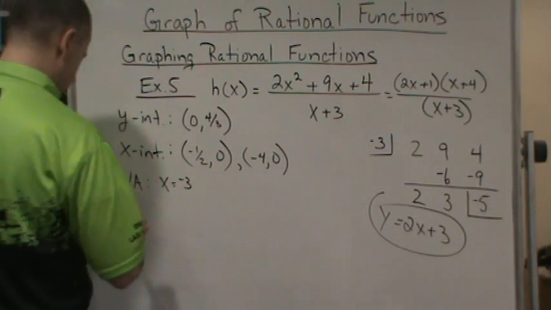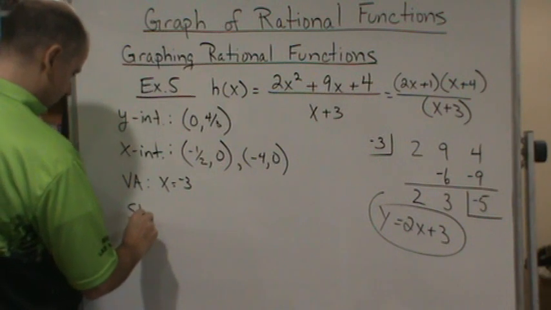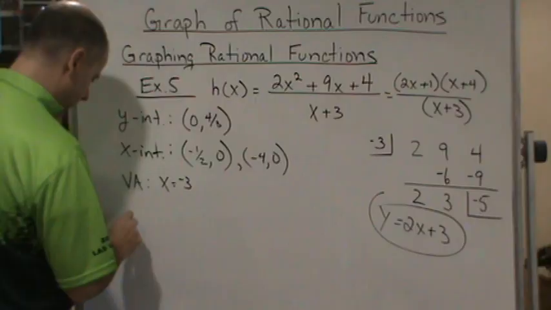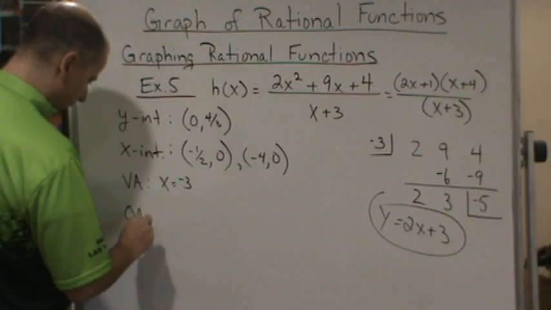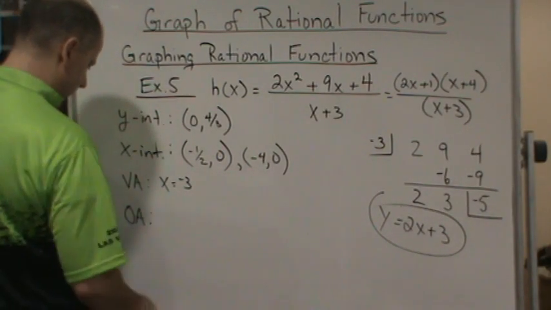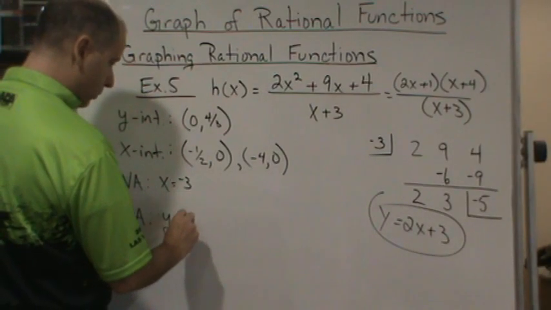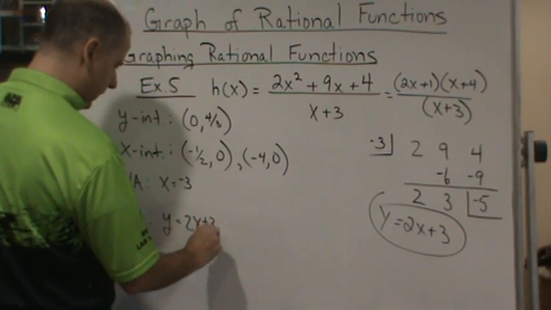Okay? So I'm going to put slant or SA. I'll put SA for slant. Or OA for oblique. I'll use OA. Okay. So OA for oblique asymptote is going to be y equals 2x plus 3, right?